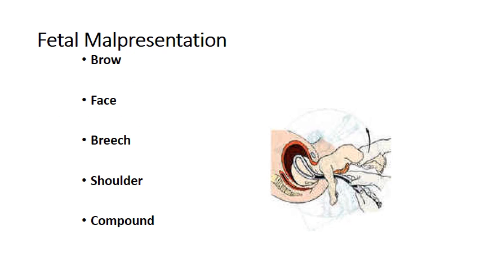Some other malpresentations are listed in your text with diagrams on page 430. They are brow, where the forehead presents first instead of the occiput. The head is slightly extended. Medical interventions are typically not done unless labor is slowed or other problems occur.